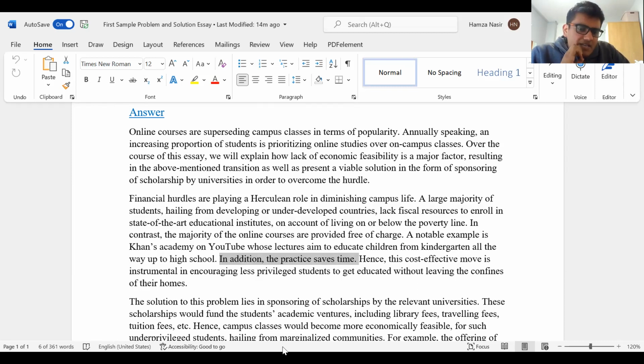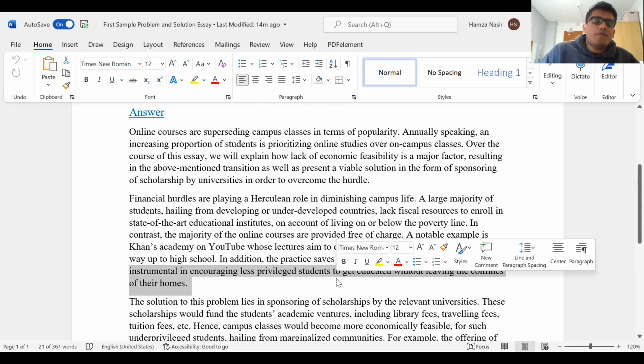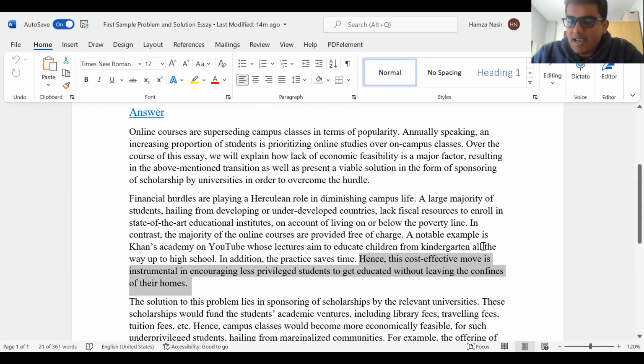So we have given the idea, that is the reason behind the problem. We've explained it. We've given the reasoning, then we've given a credible example. Now what happens is we need to close our body paragraph 1 before we move on to the second body paragraph. This is the closing statement. Hence, this cost-effective move is instrumental, or very important, in encouraging less privileged students to get educated without leaving the confines of their home. All right.